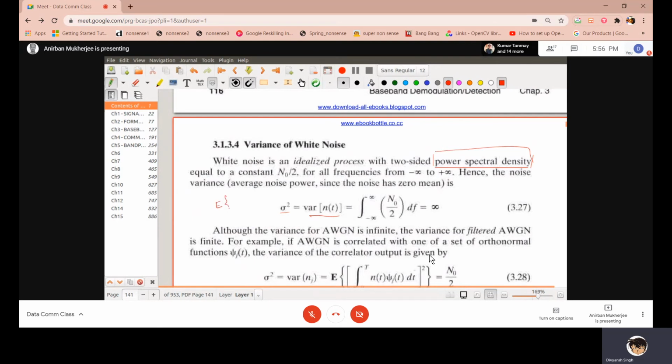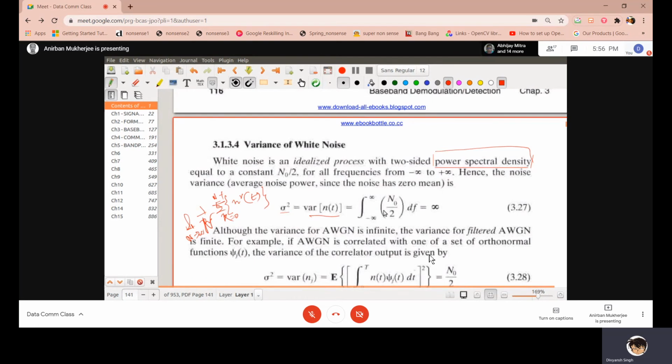Expectation of n square t. So that means some sort of a mean, limit n tends to infinity, 1 by n summation, k equal to 0 to n. Okay. This is a power. So that means for a zero mean signal, variance is the power.